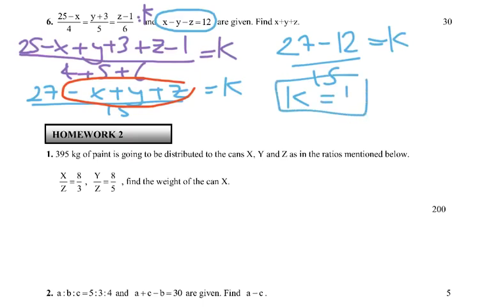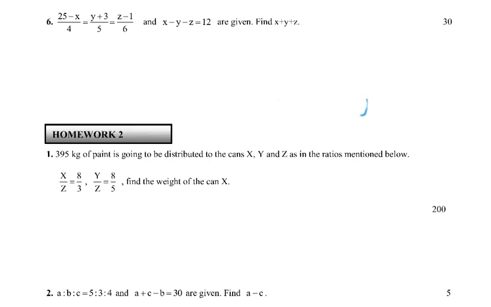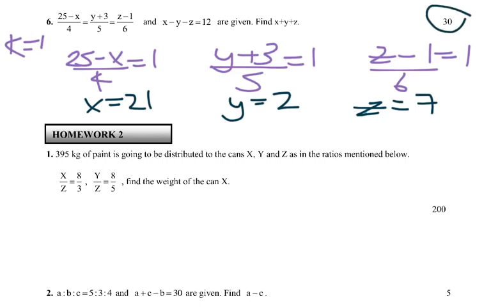Once we've found that k is equal to 1, then we can go back and individually find each value for x, y and z. If we then just go and solve those equations, we can find the values we're looking for, and what we actually find is like so, and if we add those up we get 30.